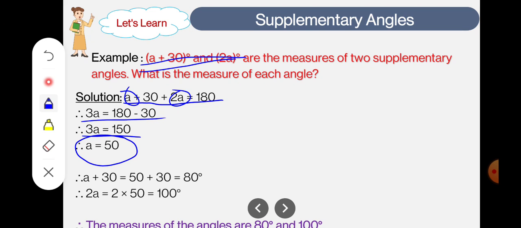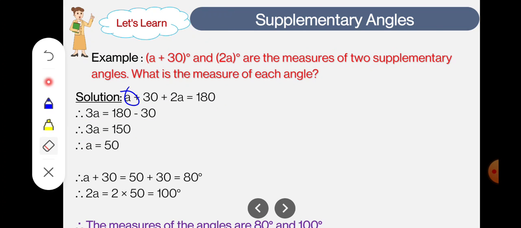Now we will substitute the value of a in the given measures, that is a plus 30 and 2a. So a plus 30 is equal to, in place of a we will write 50. So 50 plus 30 is equal to 80 degree, and 2a, that is 2 into 50, is equal to 100, and therefore the measures of the angles are 80 degree and 100 degree, and definitely they are supplementary angles.